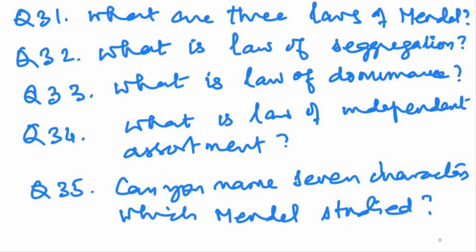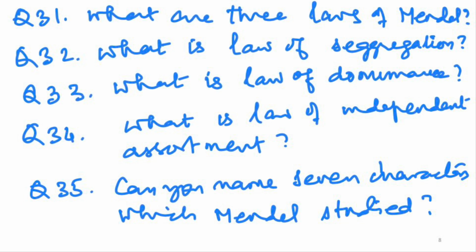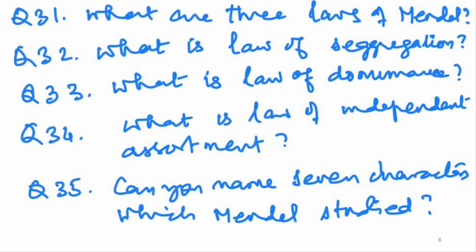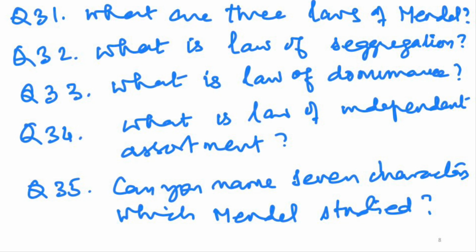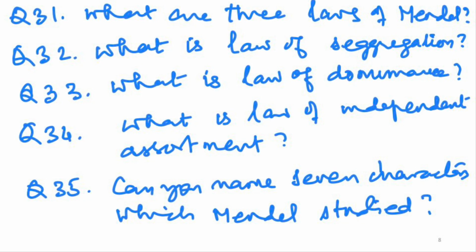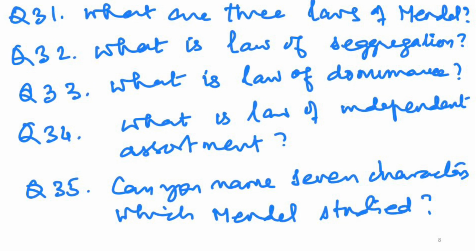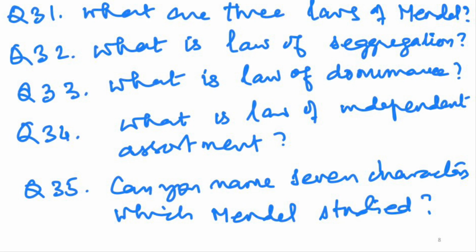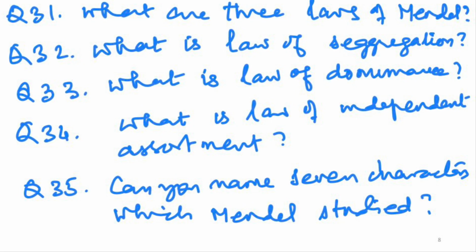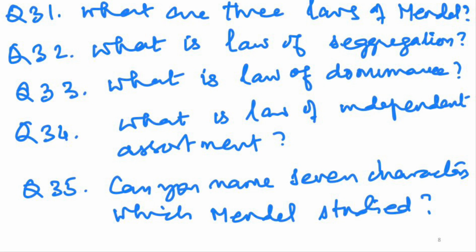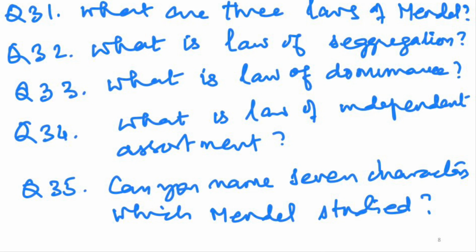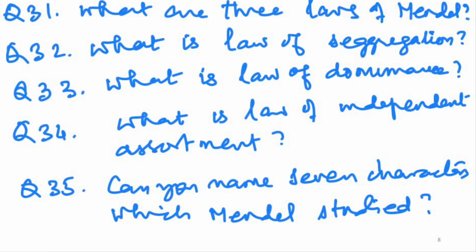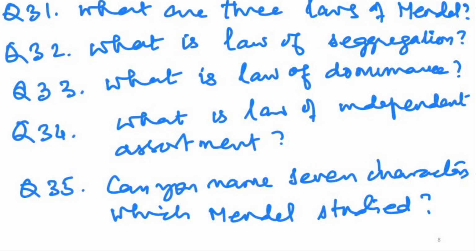Then next, what are Mendel's laws of inheritance? What are the 3 laws of inheritance which Mendel gave? This is very easy to answer, but still it doesn't strike sometimes. Mendel gave 3 laws of inheritance: law of segregation, law of dominance, and law of independent assortment. And the next question obviously is, what is the law of segregation?